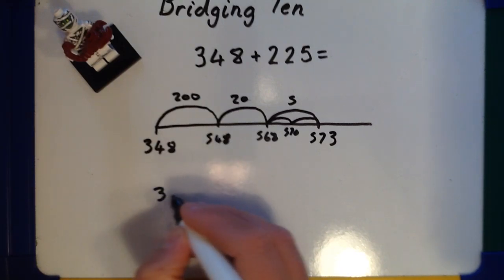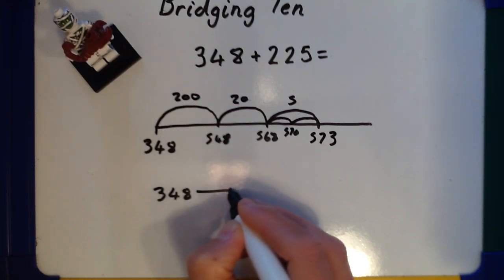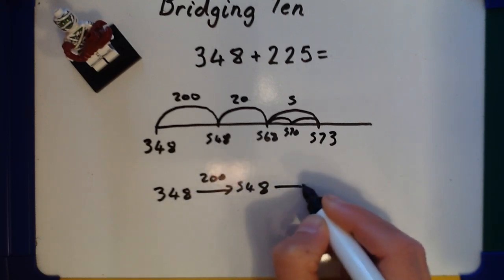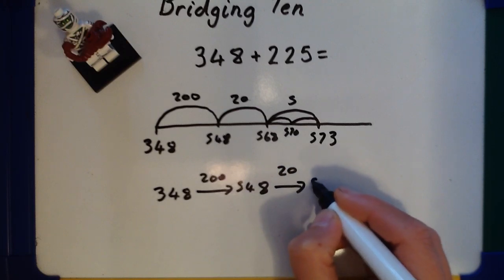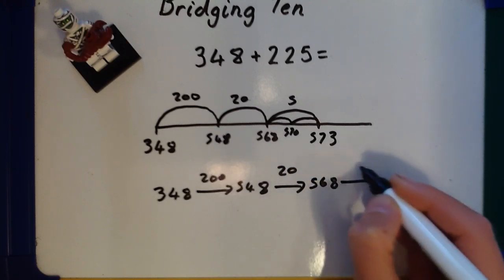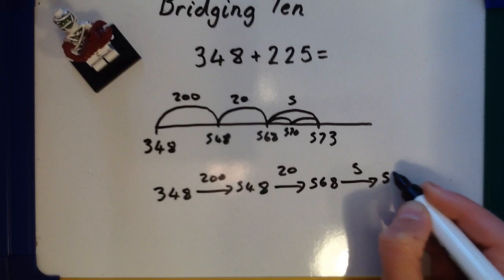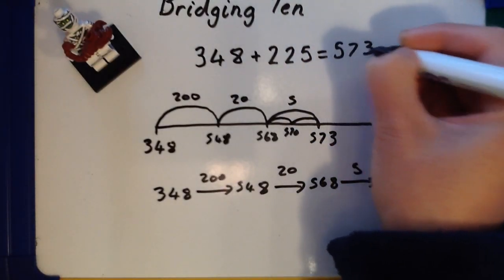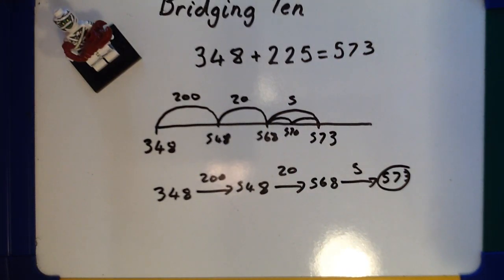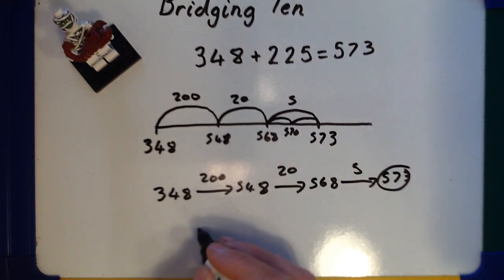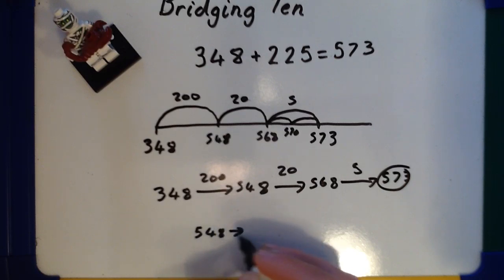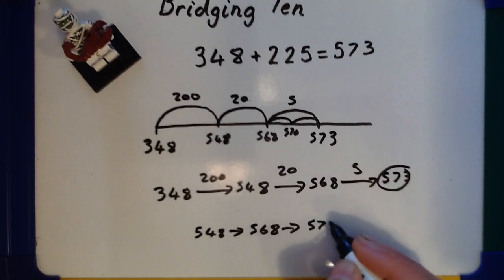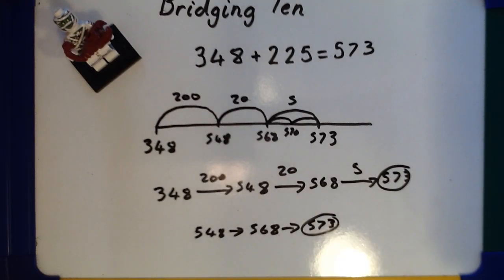So if you prefer the arrow notation, same method, we're adding the hundreds, then we're adding the tens, and then we're adding the ones. But again, as this is a mental calculation and you're just writing down what you need, you may just need to write a few quick notes like that to help you.